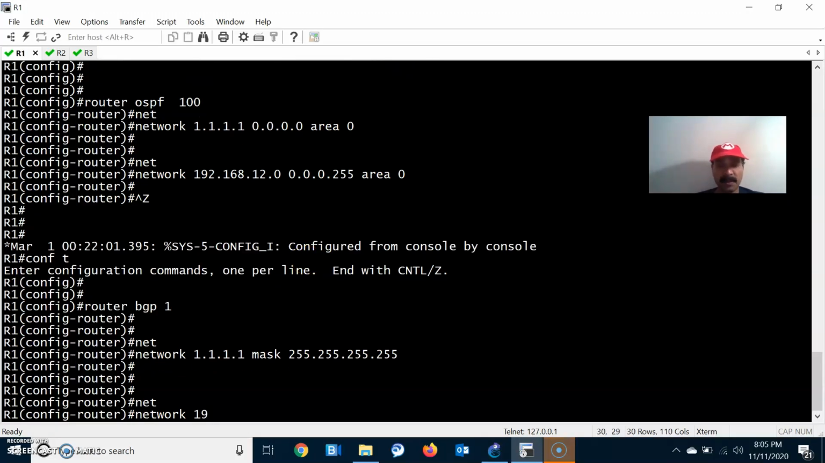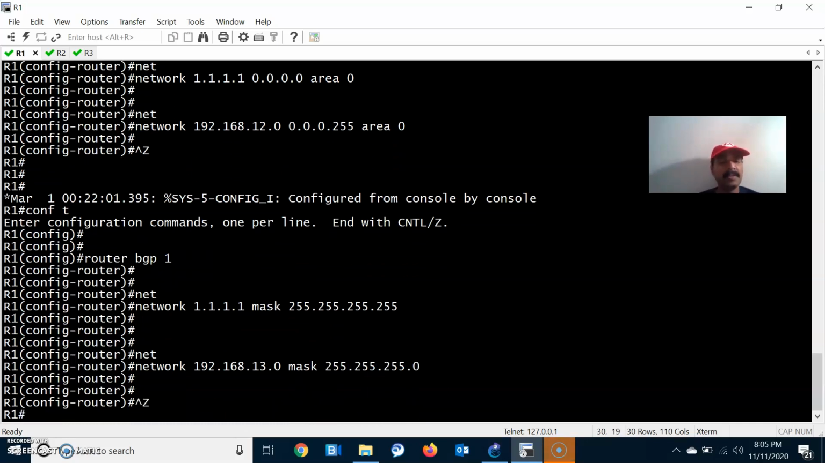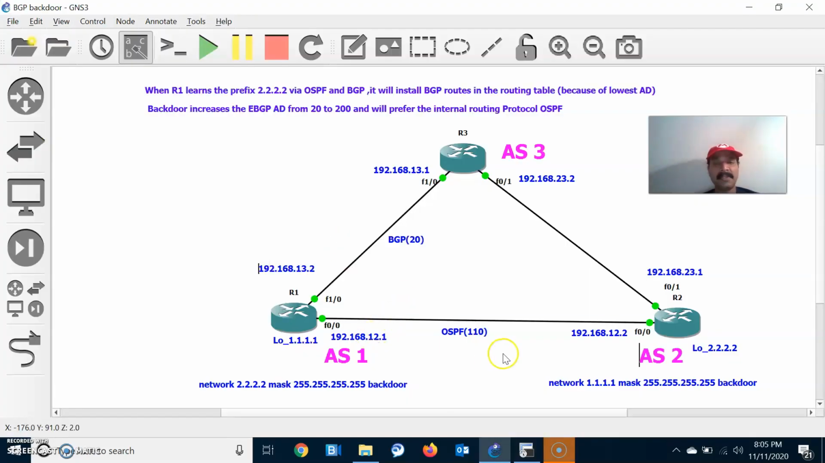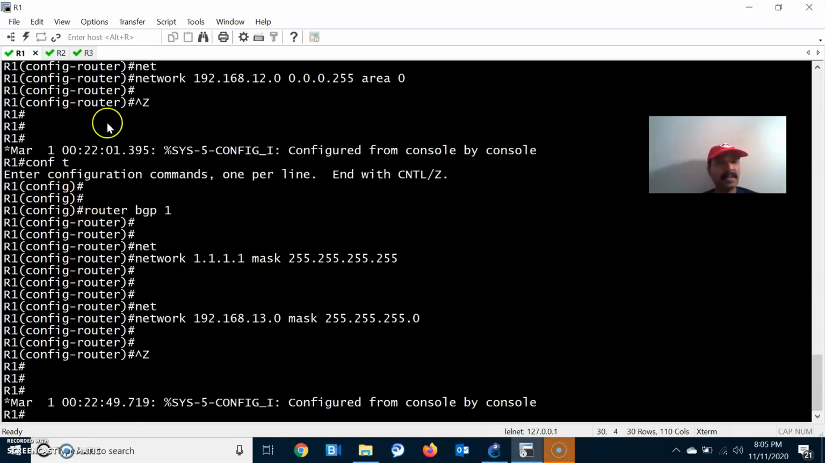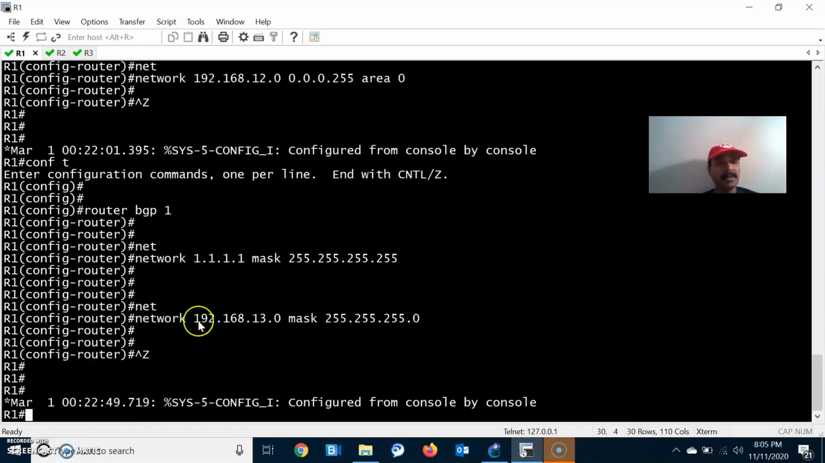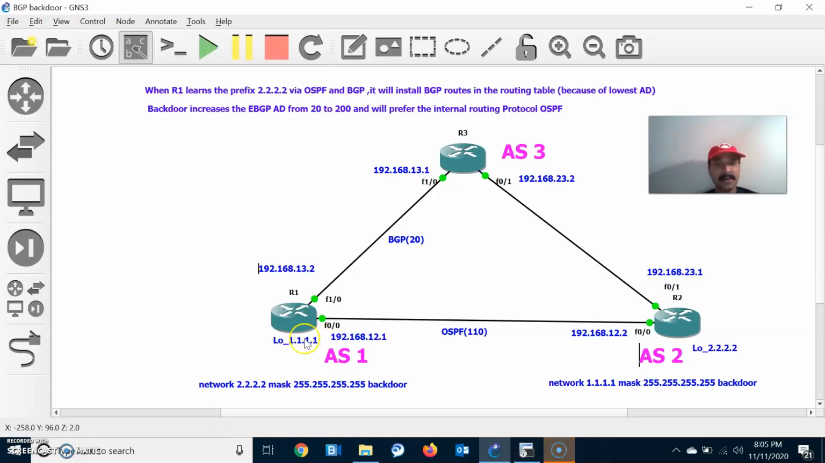So network 192.168.13.0, and the mask is 255.255.255.0, right? I'm advertising via BGP because it is learning via BGP. So the two things I configured: this route it is learning via OSPF, which I configured in OSPF, and this route it is learning via BGP. So we have to advertise the network 1.1.1 in both OSPF and BGP.